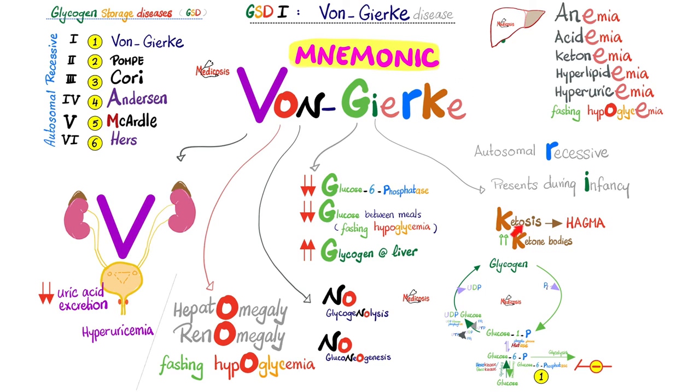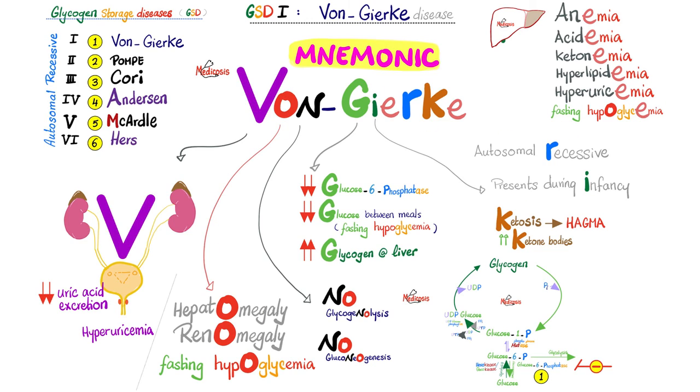And what's the K? Ketosis, accumulation of ketone bodies. And ketone bodies are what? Acetone, acetoacetic acid, beta-hydroxybutyric acid. These are acids, which will lead to high anion gap metabolic acidosis. How about the E and the E? Anemia, acidemia, ketonemia, hyperlipidemia, hyperuricemia, fasting hypoglycemia.